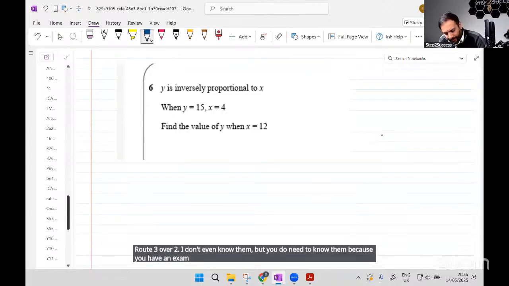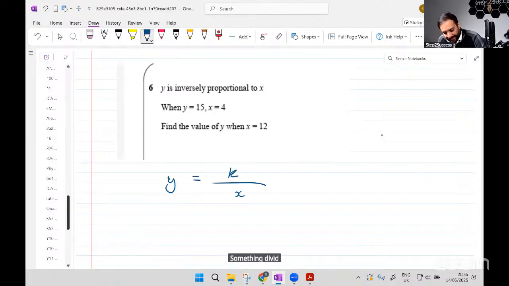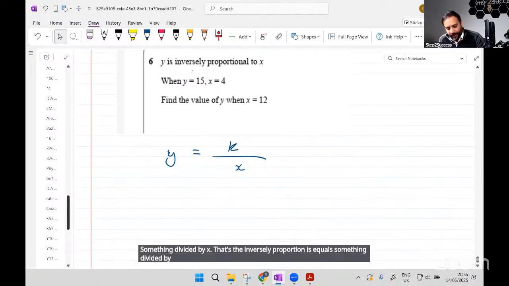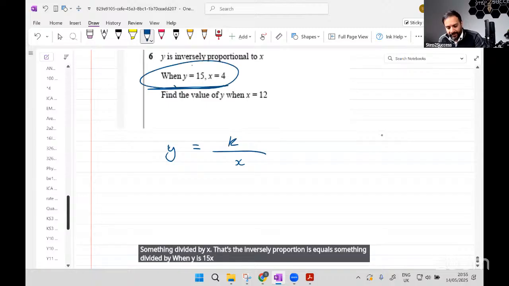Y is inversely proportional to X. That means that Y equals something divided by X. That's the inversely proportional, means equals something divided by. When Y is 15, X equals 4. They give you this information to help you work out the K.